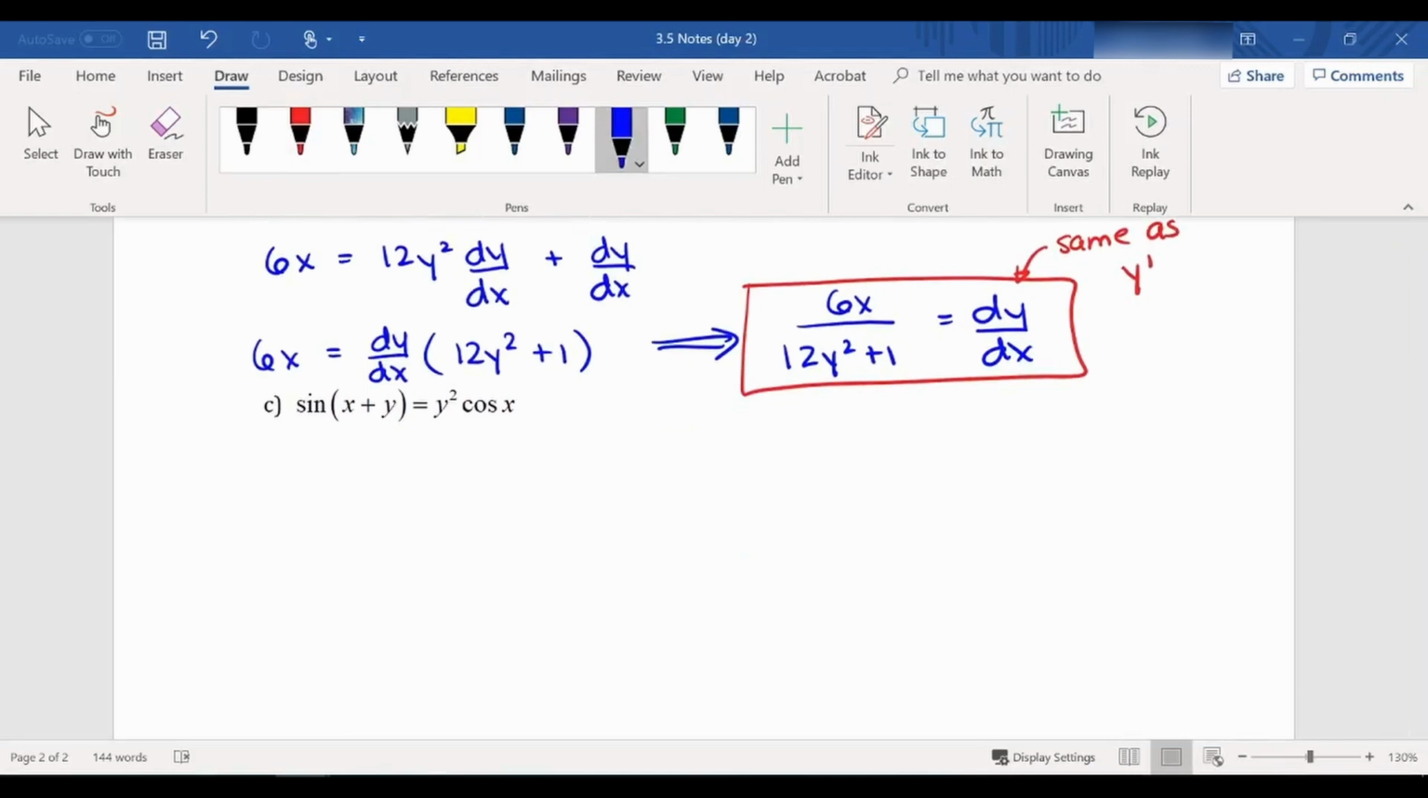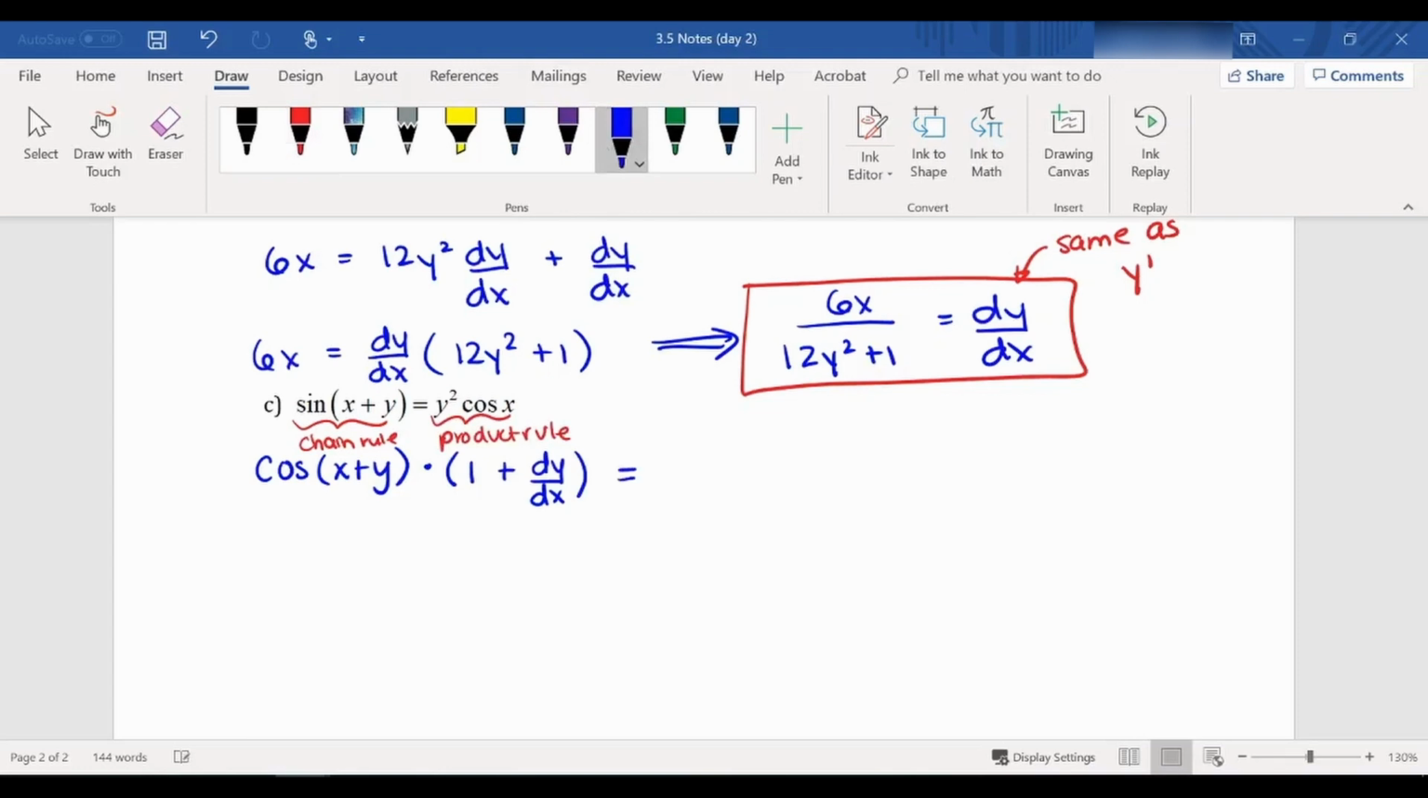For the next one, the derivative on the left, cosine of x plus y, would be my derivative of sine. And then we need the derivative of the inside. So if I look at the inside, the derivative of x is 1. The derivative of y is dy dx. So we need chain rule for this. For the right-hand side, we're going to need product rule.